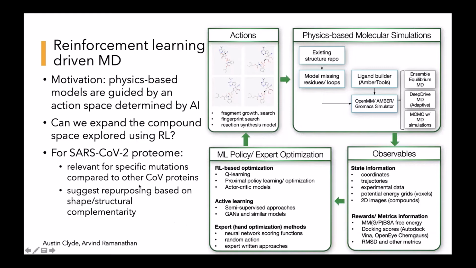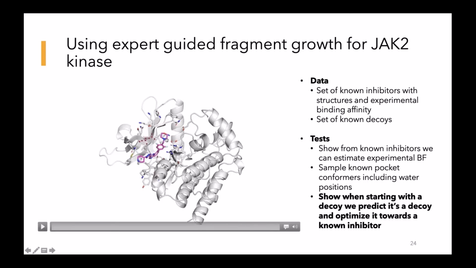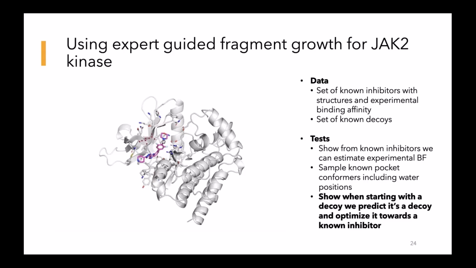So for the SARS-CoV proteome, we said, can we look at relevant mutations and try to do some of these things? But let me show you an example so it's clearer. This is based on some expert guided fragment growth. This is a set of known inhibitors for this protein called JAK2 kinase. And we have a known set of decoys. That means these are molecules that do not bind, even though they look like molecules that do bind. And what we want to do is move this from the part where it is supposed to not bind to some place where it actually looks like a real inhibitor.